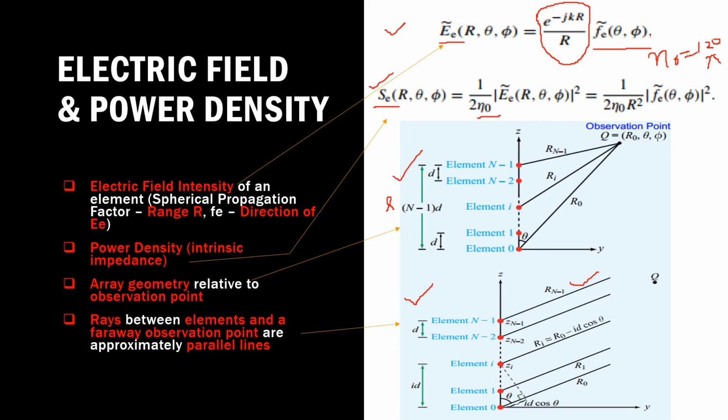But here the distance from this one to that one is id, that is equal to z. We are considering it. So if we take the trigonometric approach, we can easily say that ri is equal to r naught minus id cos theta. That is, they are all close enough. Okay, so that's it.